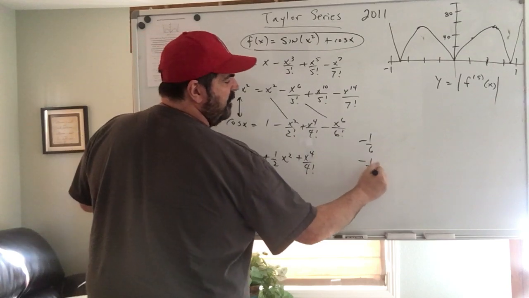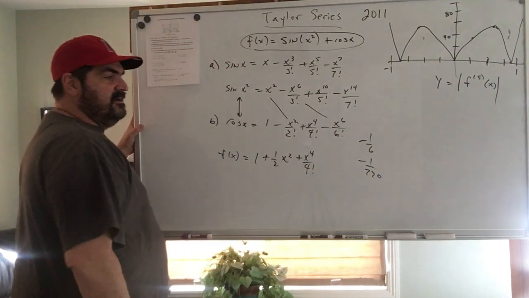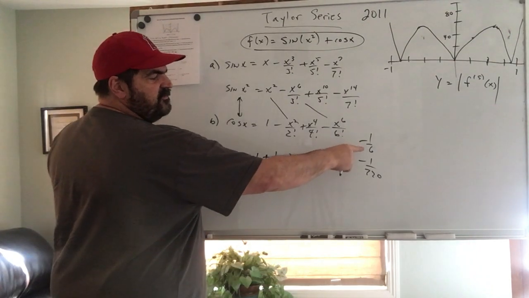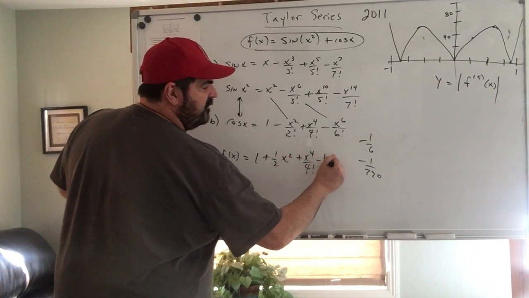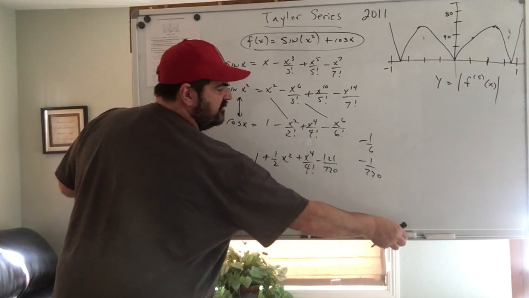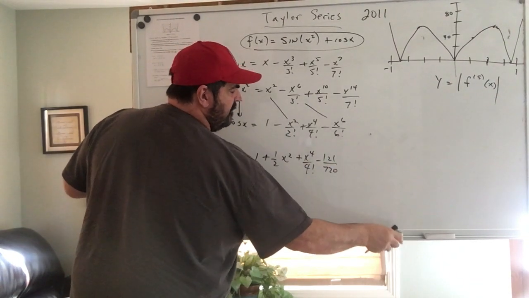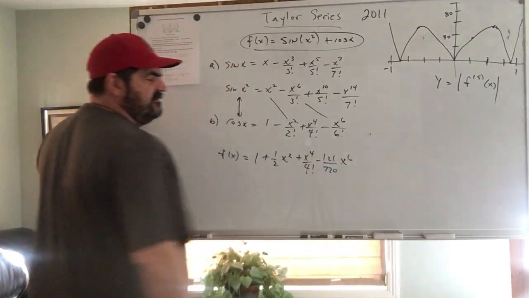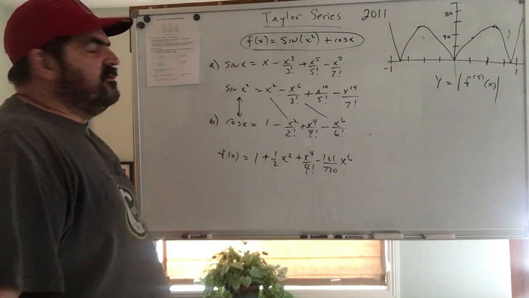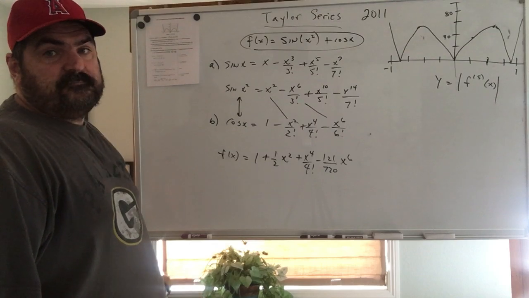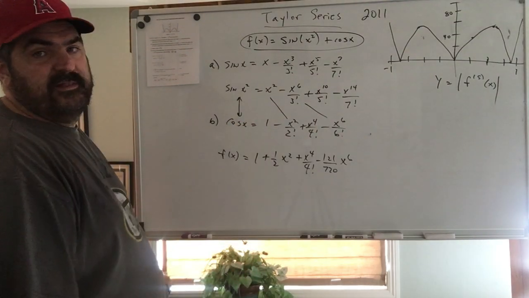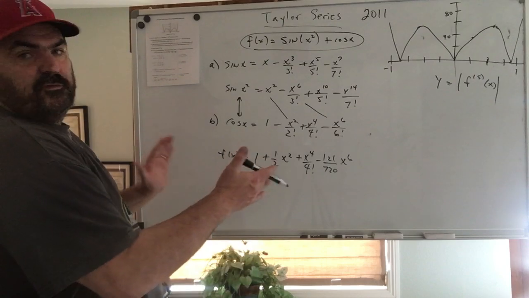This is minus 1 over 720. So common denominator for that would be 720. I'd have to multiply this by 120. So I actually get negative 121 over 720. That's combining those guys. Let me erase that. X to the sixth. I don't care about the other terms because I only needed the first four terms. So they can ask you to add some series, just add up the like terms. All right, so that's the first four terms.